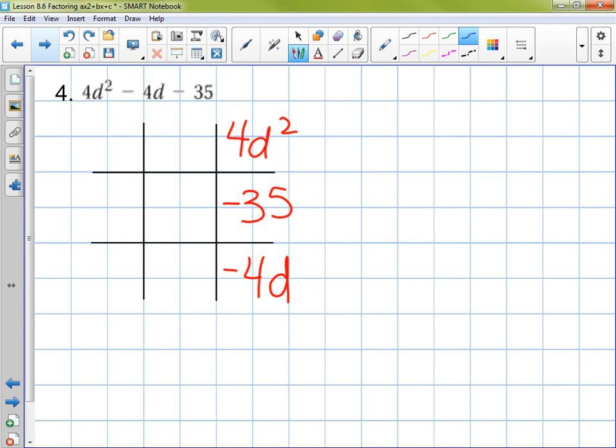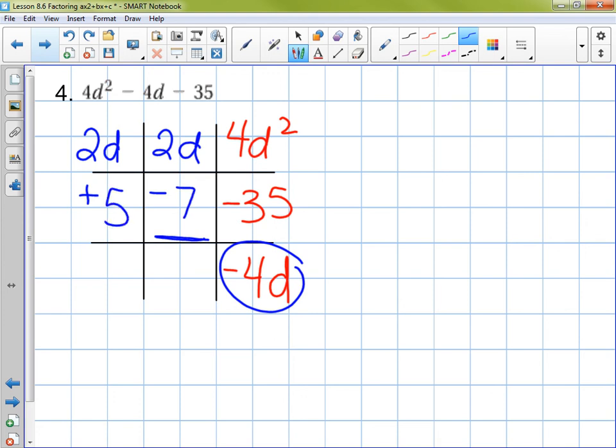Okay, 4d squared could be 1 times 4, could be 2 times 2, 4 times 1. Again, I'm going to start with 2d times 2d. Negative 35, the only way you can get that is with 1 positive and 1 negative. And because this last term is negative, I want my bigger number to be negative. So I'm going to try 7 and 5. That's negative 7, positive 5.